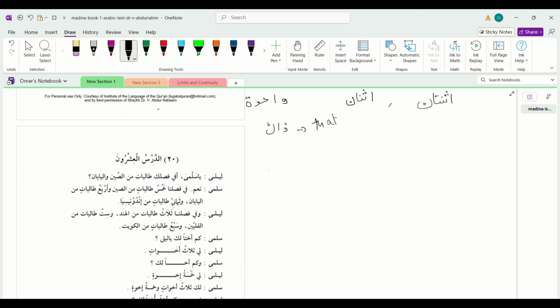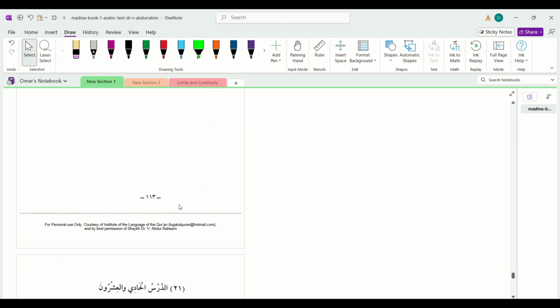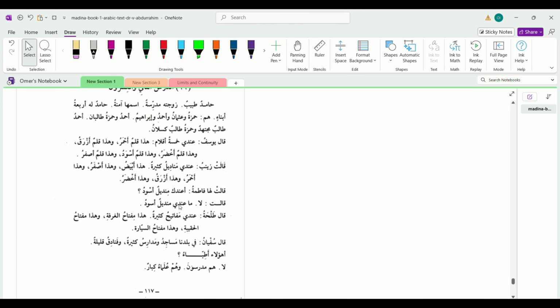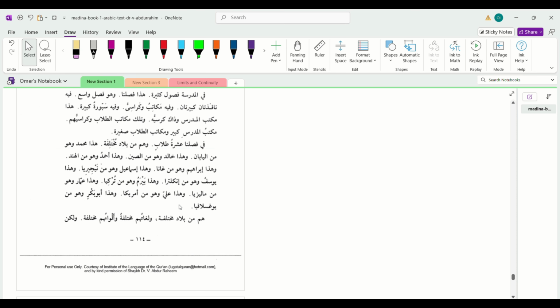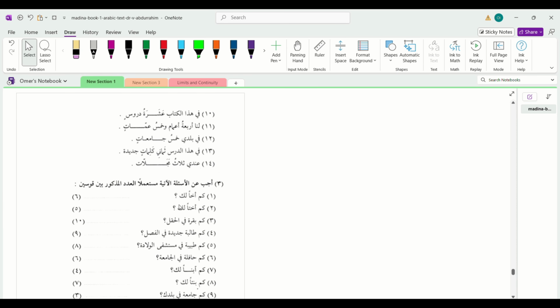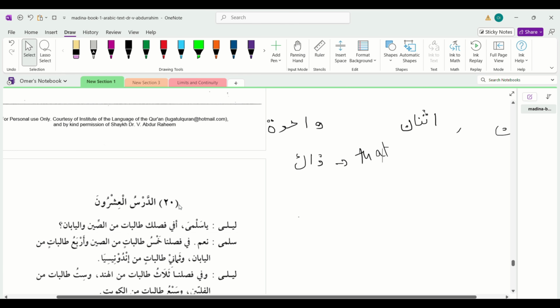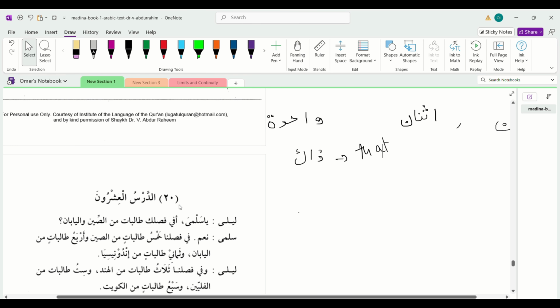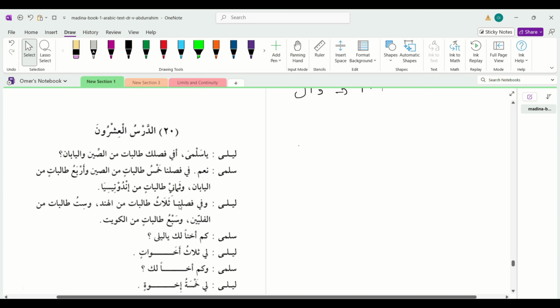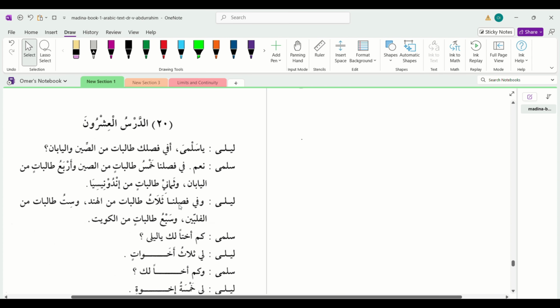Now, on to the 20th lesson. I believe the 20th lesson is the third last lesson. So in this lesson, I guess it's just a revision lesson with hardly any new vocabulary. So let's just start with the conversation in it.